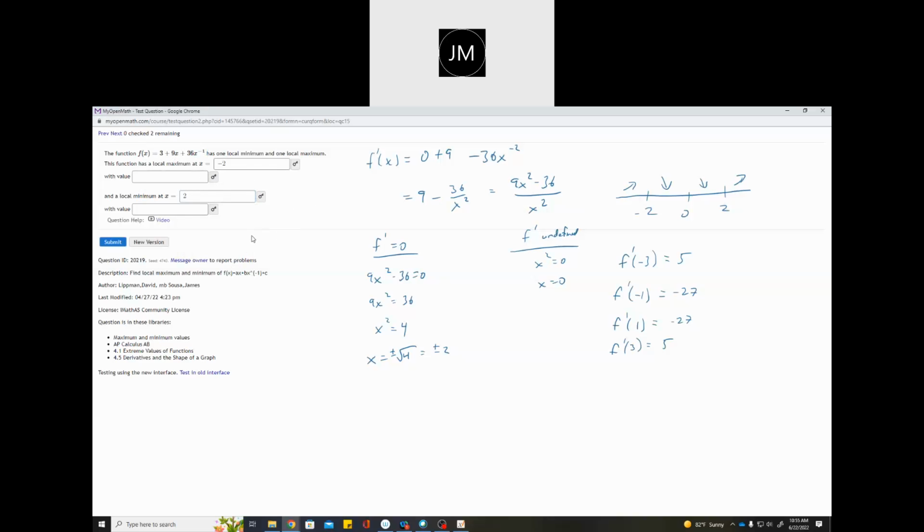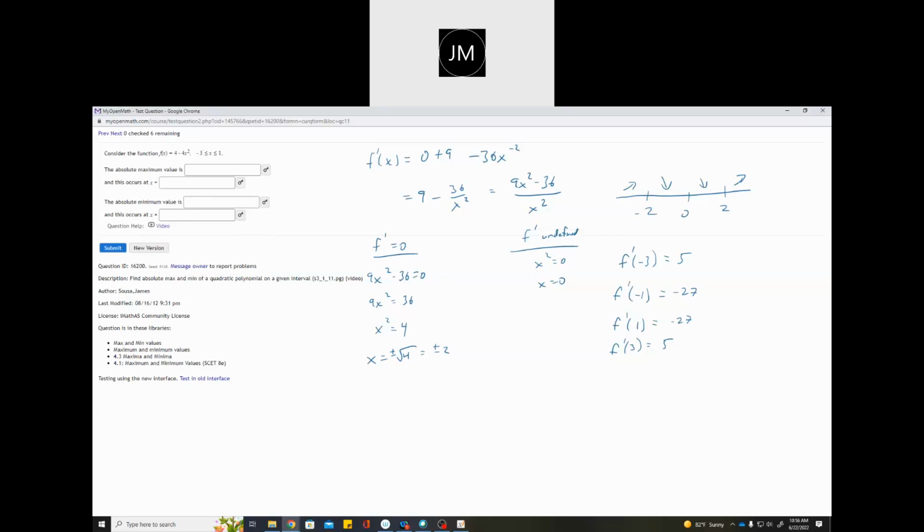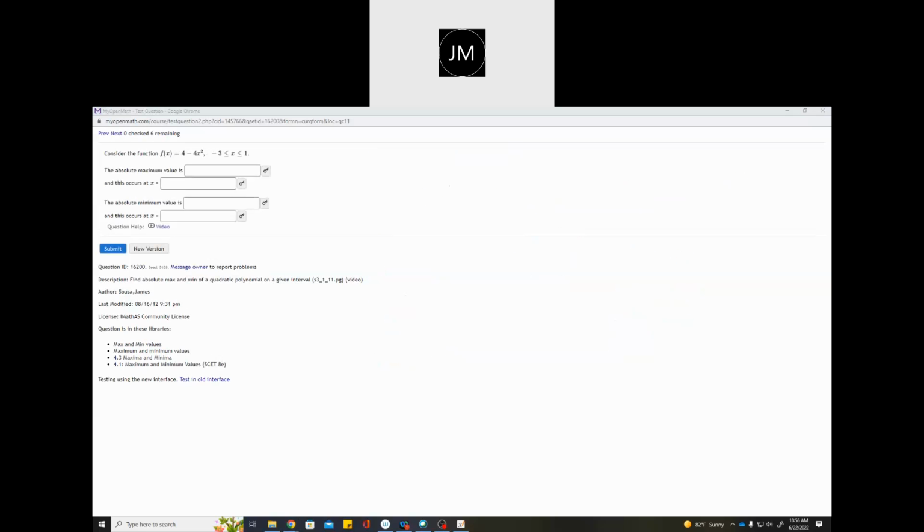Does that process make sense? Yeah, it does. And then in the situation where it's asking for the absolute maximum, absolute minimum, you take the interval numbers and also find the critical points and then compare them to see which one of the y values are higher or lower, right? Yeah, so let's go through an example, why not, of absolute maxes and mins.